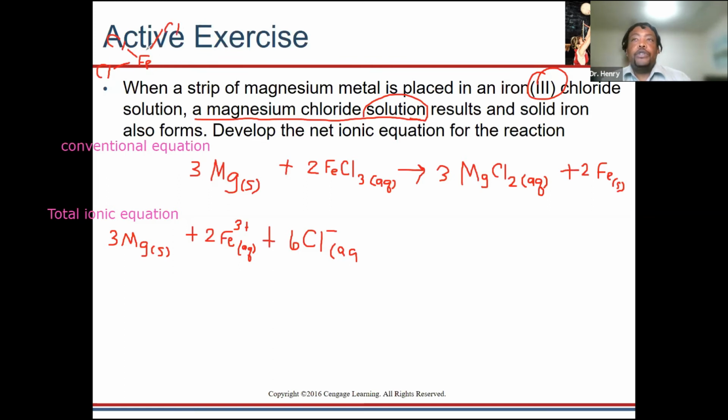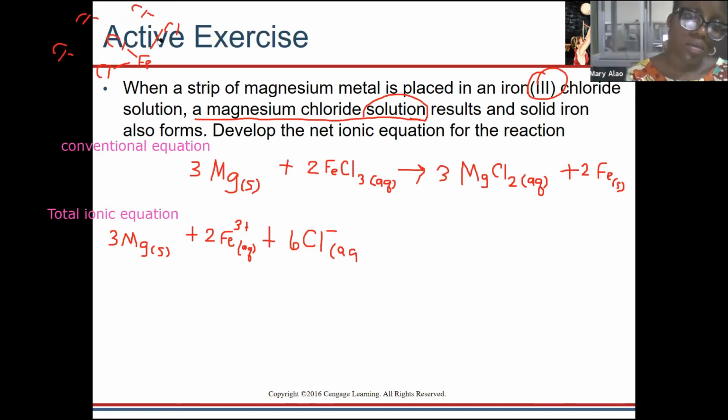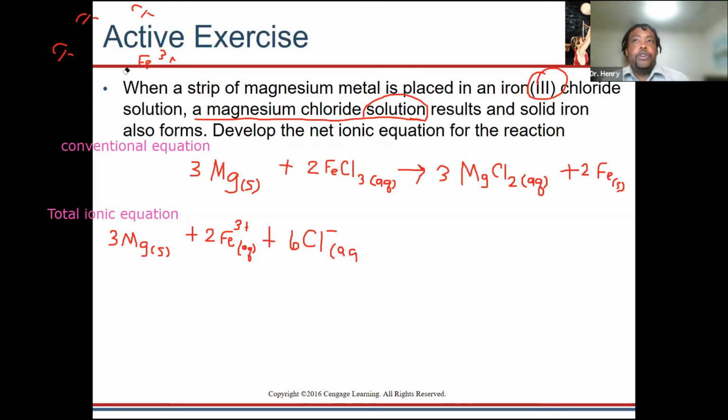As soon as you break up the iron and the Cl, each of your Cls are going to be hanging on by themselves. You no longer have that connection with the iron because you broke them up with water. So then you end up with your 3 Cl minuses and your 1 Fe. Now, you have 2 of these, so you're going to end up with 2 Fe and a total of 6 Cl.